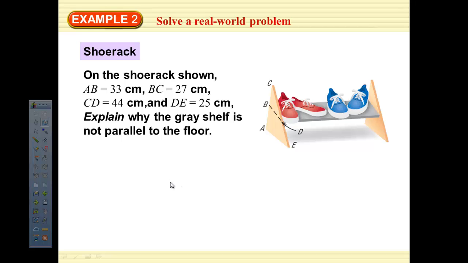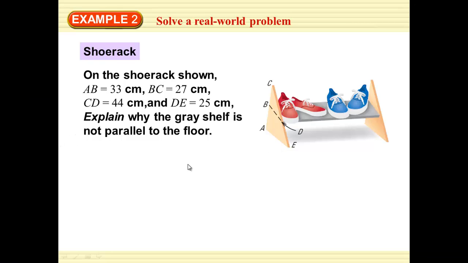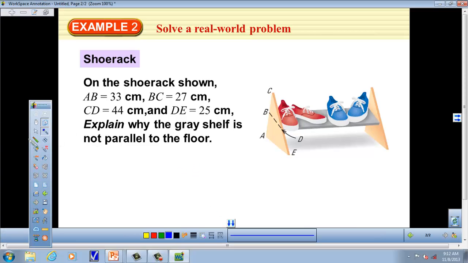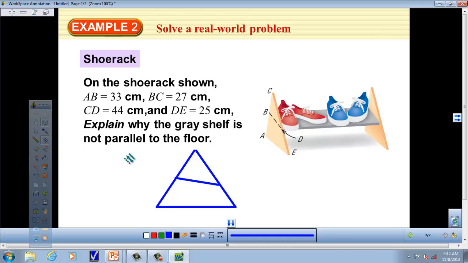Here's another problem using the converse of the triangle proportionality theorem, and we want to show that these two lines BD and AE are not parallel. So if we look at this carefully, I'm just going to draw it as if we were looking at it from a side view rather than that view there. So let's just draw it so that it's not parallel, because that's what we're going to show.